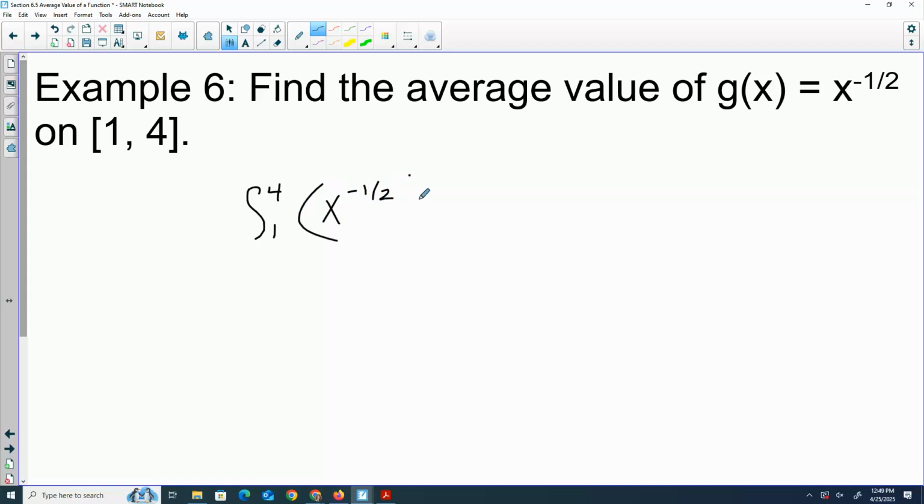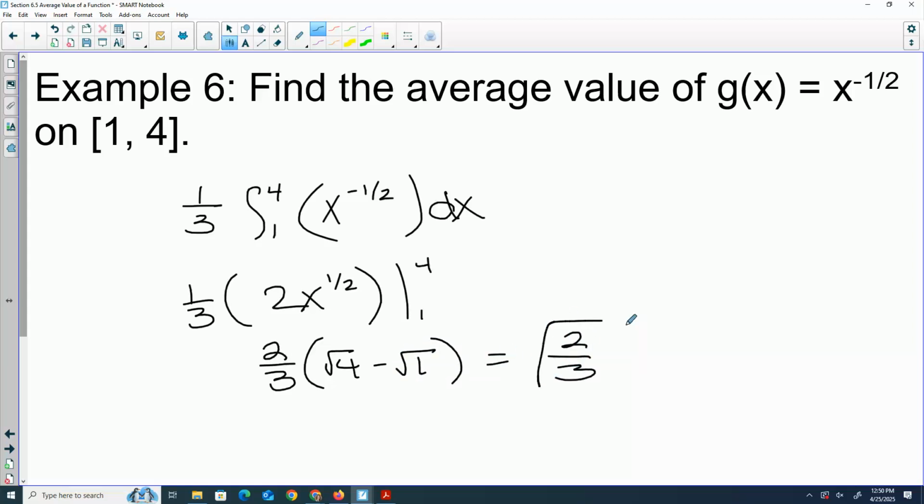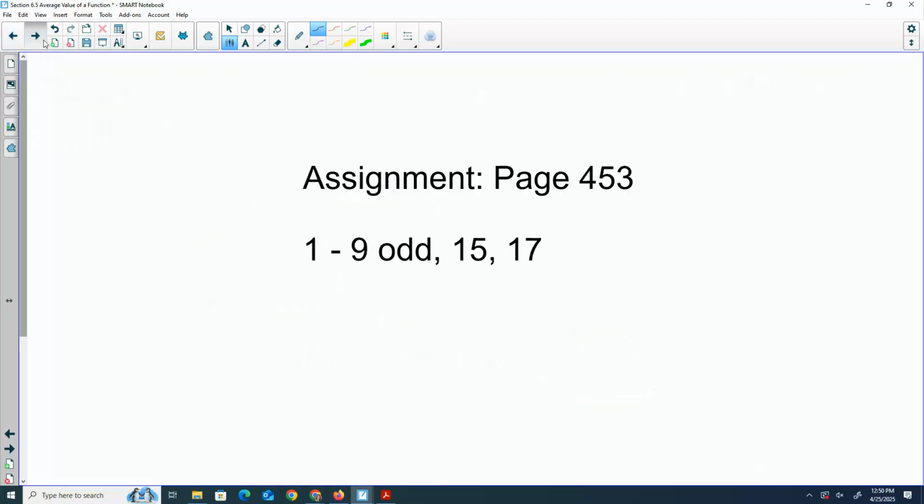So you're integrating from 1 to 4 of x to the negative 1/2 dx. You have to multiply by 1 over the length of the interval, so we'll take it times 1/3 for the average value. So the antiderivative of x to the negative 1/2, if you add 1 to the power, that's 1/2, so 2 goes in front. So you get 2/3 times the square root of 4 minus the square root of 1. And we get 2/3. You guys all get that? Yep. You did that differently than I did, and so I was like, wait.